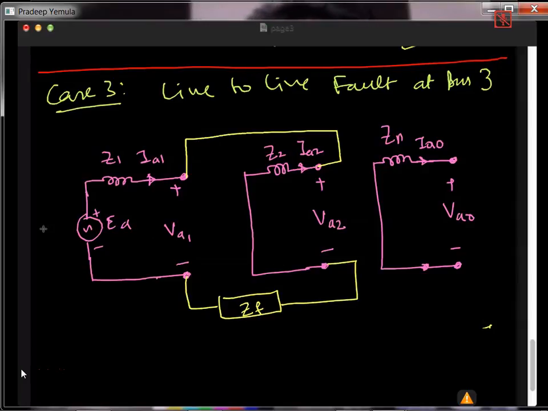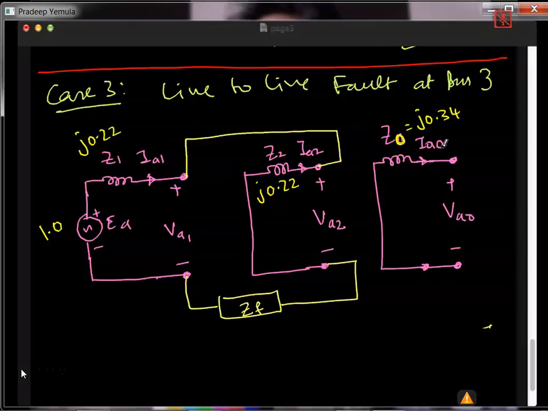I know that the voltage generated is 1 per unit. Z1 is j0.22, Z2 is also j0.22, and this is Z0, which is j0.34. But this value is not useful now, because IA0 is anyway 0. So we are interested in finding the value of IA1. What is the Z fault? j0.1, given in the question.